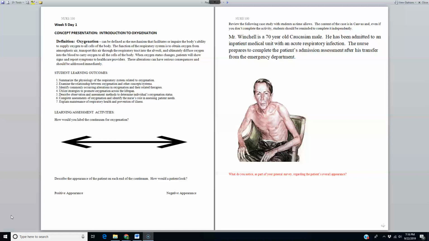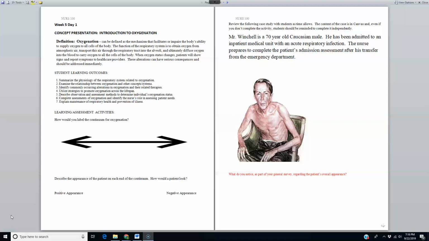The function of the respiratory system is to obtain oxygen from atmospheric air, transport this air through the respiratory tract into the alveoli, and ultimately diffuse oxygen into the blood to carry oxygen to all cells of the body. When oxygen status changes, patients will show signs and report symptoms to a healthcare provider, and these alterations can have serious consequences and should be addressed immediately.